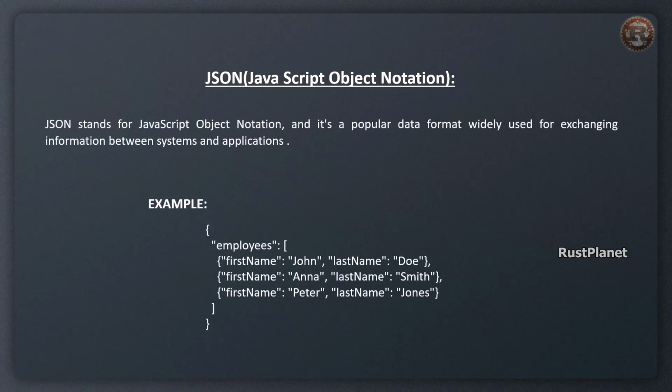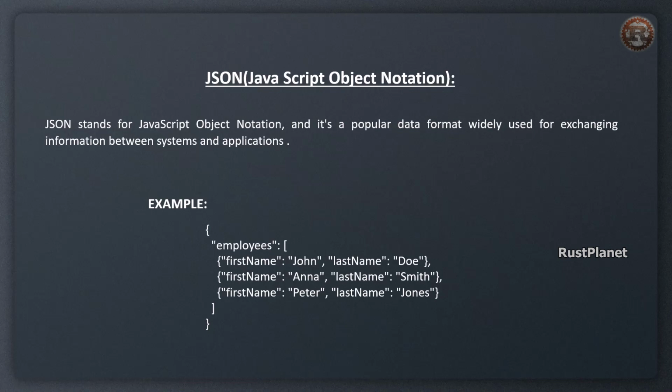This is a simple example of JSON. Here, first name is the key and John is the value. Last name is the key and Doe is the value. Each key-value pair is separated by a comma, and this is a simple example of the JSON format.